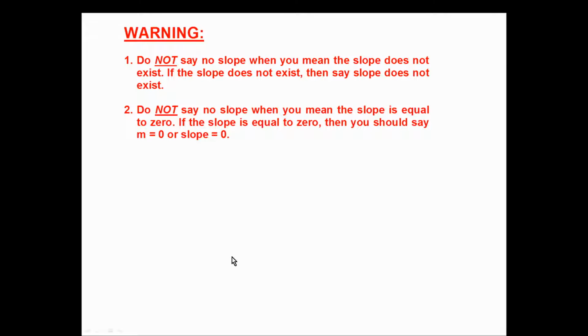Number 2, do not say no slope when you mean the slope is equal to 0. If the slope is equal to 0, then you should say m equals 0 or slope equals 0. Remember, little m is always slope. Number 3, excuse me, if you write no slope as an answer, no credit will be awarded. So that means you've missed the problem if you ever write no slope. Remember, if the slope does not exist, say does not exist. That's the vertical line. If the slope is 0, write down a 0. That's actually the horizontal line.